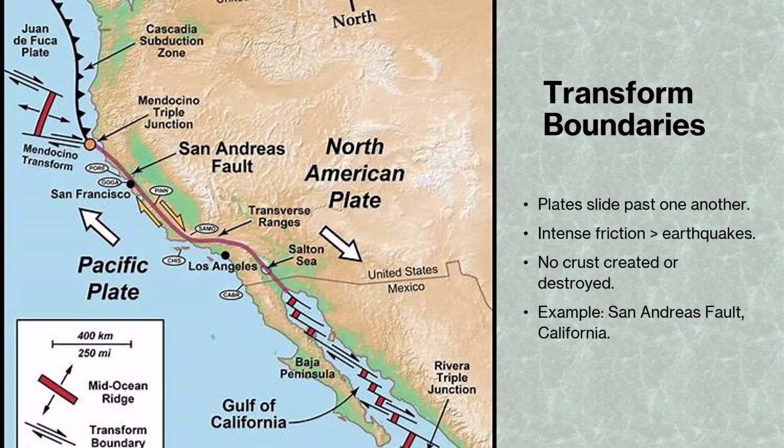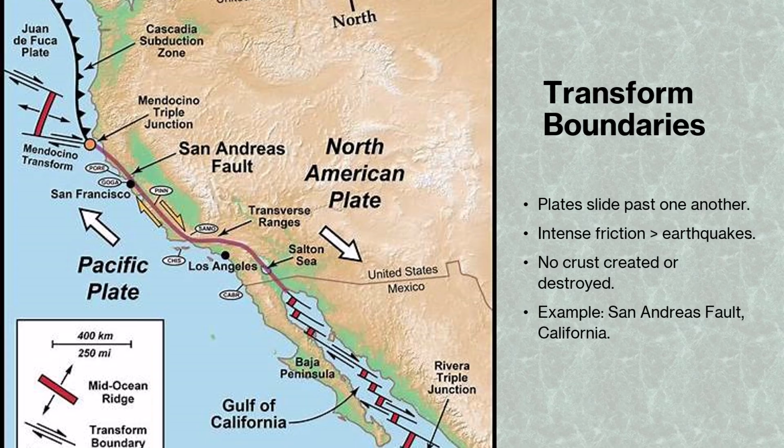Transform boundaries. Now, these occur when the two tectonic plates slide past each other horizontally. This sideways movement causes a buildup of friction as the plates grind against one another. When the stress exceeds the strength of the rocks, it is suddenly released as an earthquake. One of the most famous examples is the San Andreas Fault in California, where the Pacific Plate and the North American Plate move in opposite directions.